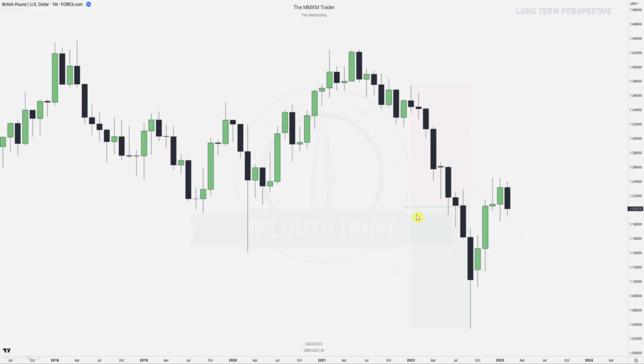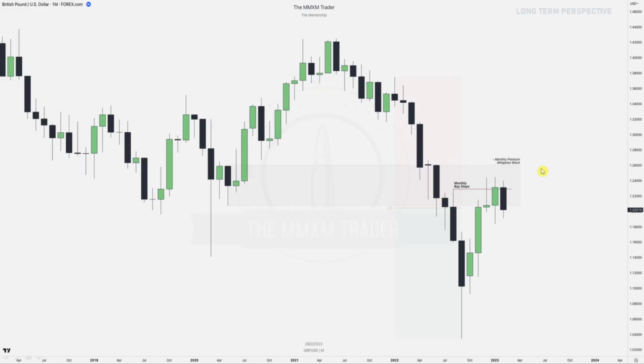Monthly premium. Can we spot something else? We've got that mitigation block, right? This should have been a bullish order block which got violated. And now we're using that on the sell side of the curve to look for a monthly premium level. Now we raid those buy stops over here on the monthly and then decline lower.